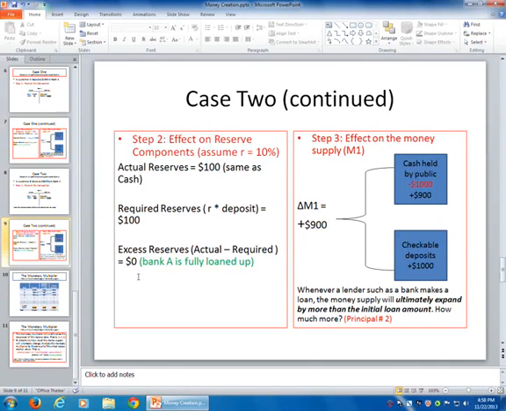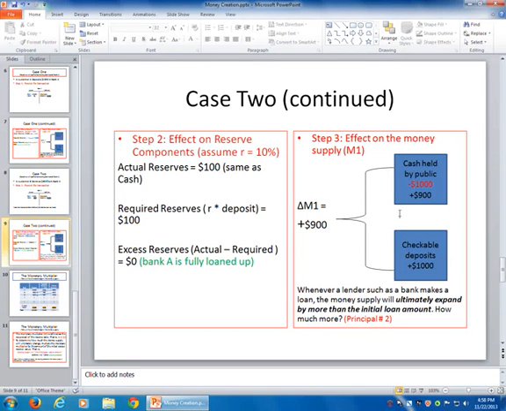I'm doing it here so that we can see how the money creation process can ultimately start to terminate. Alright, so taking the details of case 2 and looking at the effect on the money supply in step 3, we see something interesting here. In the first case, the customer came to the bank and made a deposit, so cash held by the public dropped by 1,000. Checkable deposits went up by 1,000, and so we concluded in case 1 that there was no effect on M1.